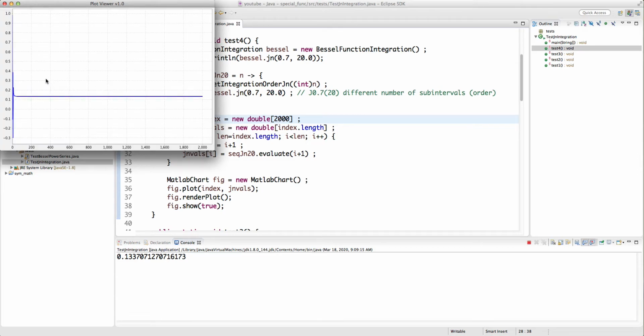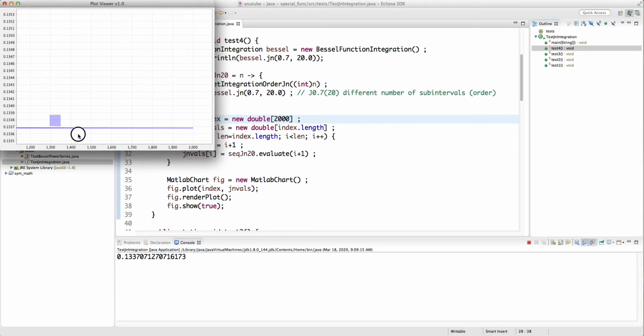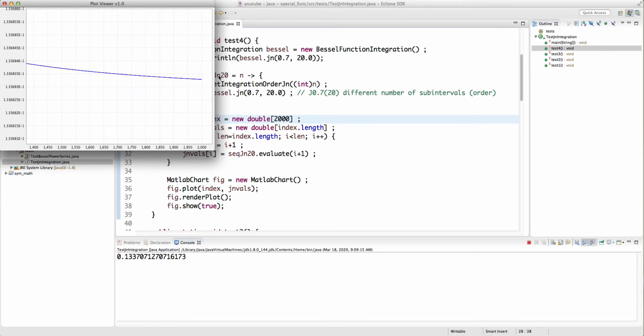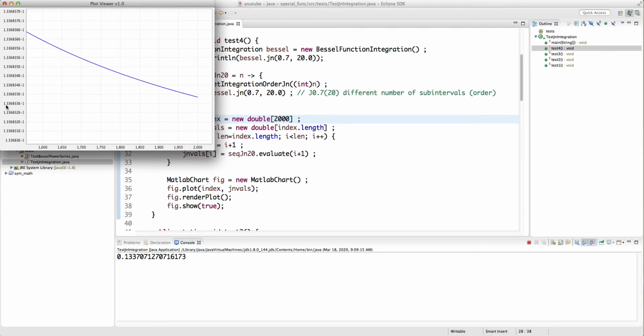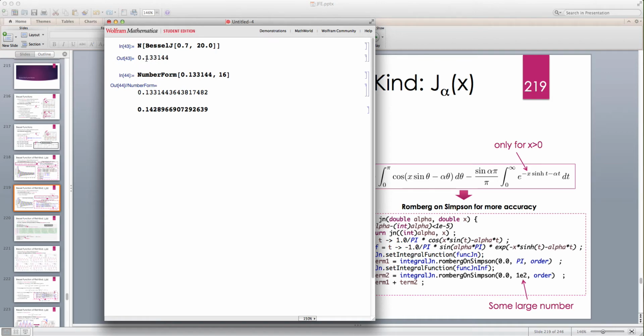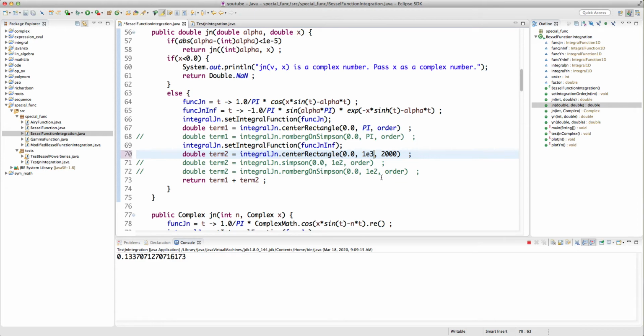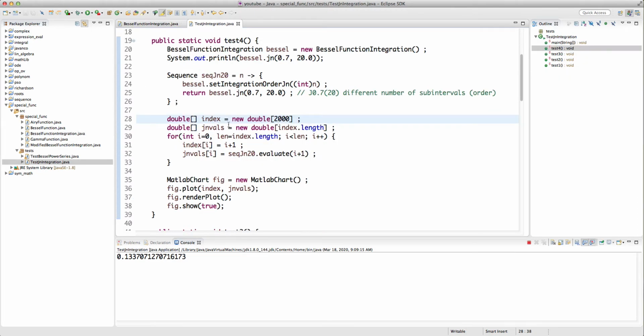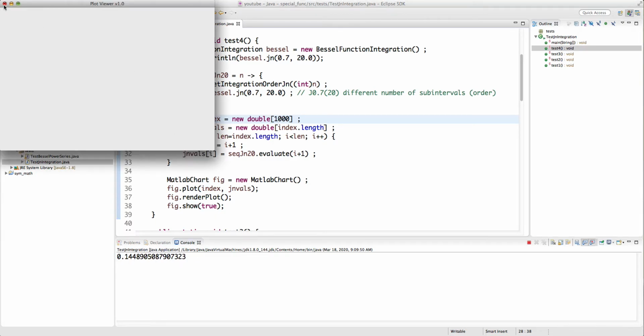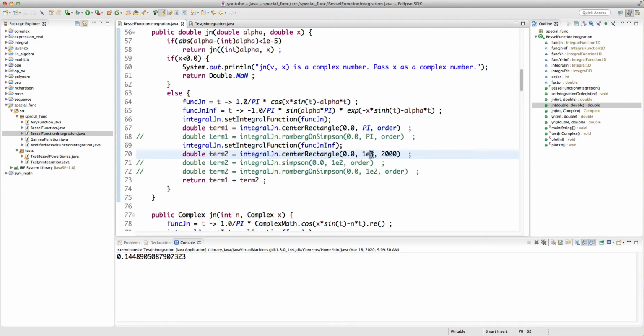It takes some time, but we are almost getting there. 0.1336 8. How much is the value? 0.133144. So we still have some error, but that error mainly comes from here. So if we increase this and go to 2000, and let's also keep 1000 here, 0.1448. So the problem here is that increasing that interval seems to be causing some stability issue.